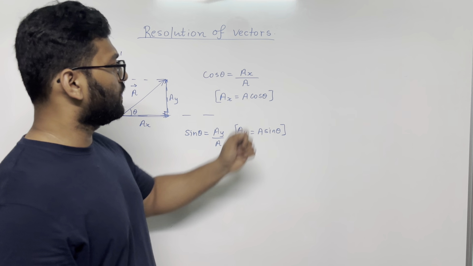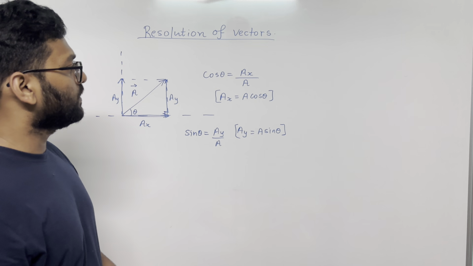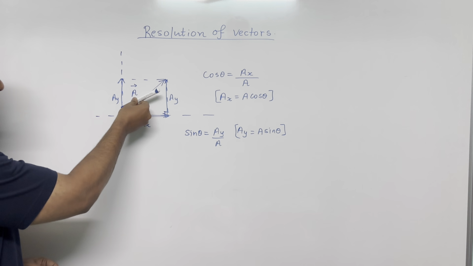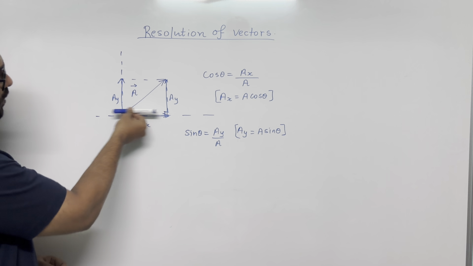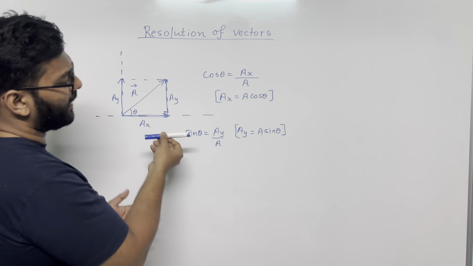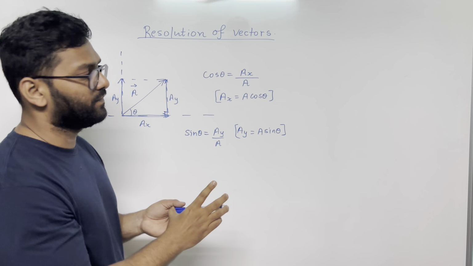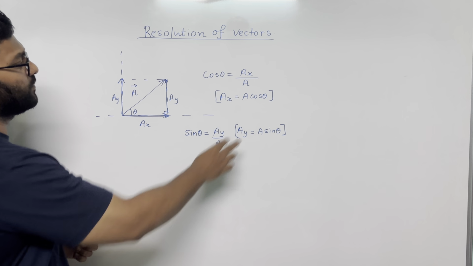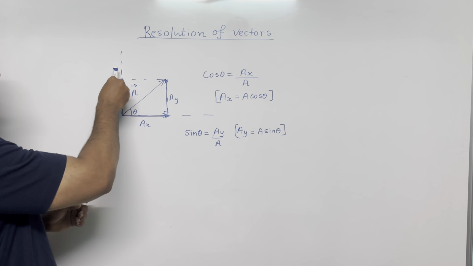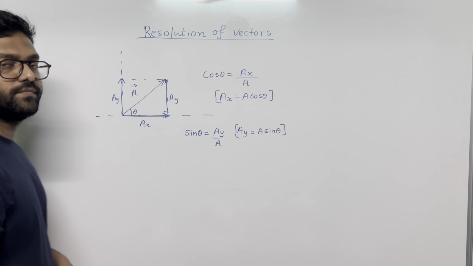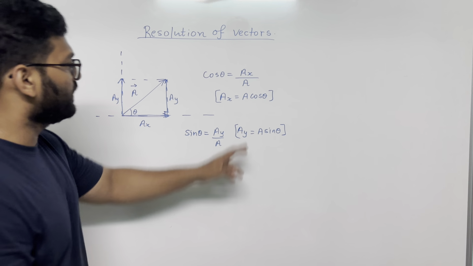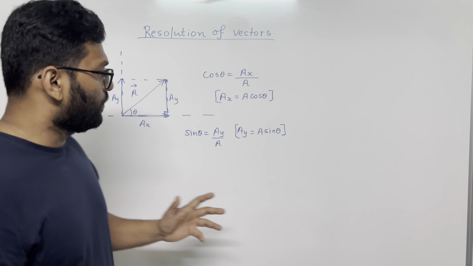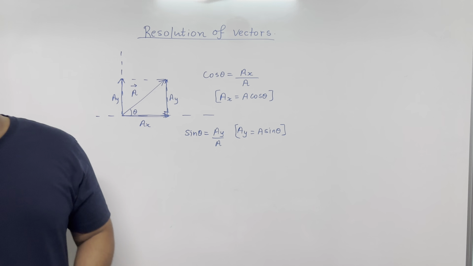Now if theta becomes 0, AX is going to be A. That is obvious because if this angle decreases and it becomes horizontal, then of course the length of the shadow has to be equal to the length of the vector, as you see from this marker. If theta is 90 degrees, then it is totally vertical and the length of this shadow will become 0. Cos 90 is 0. This is the thing I wanted to tell you. Now we will proceed with the resolution of vectors.